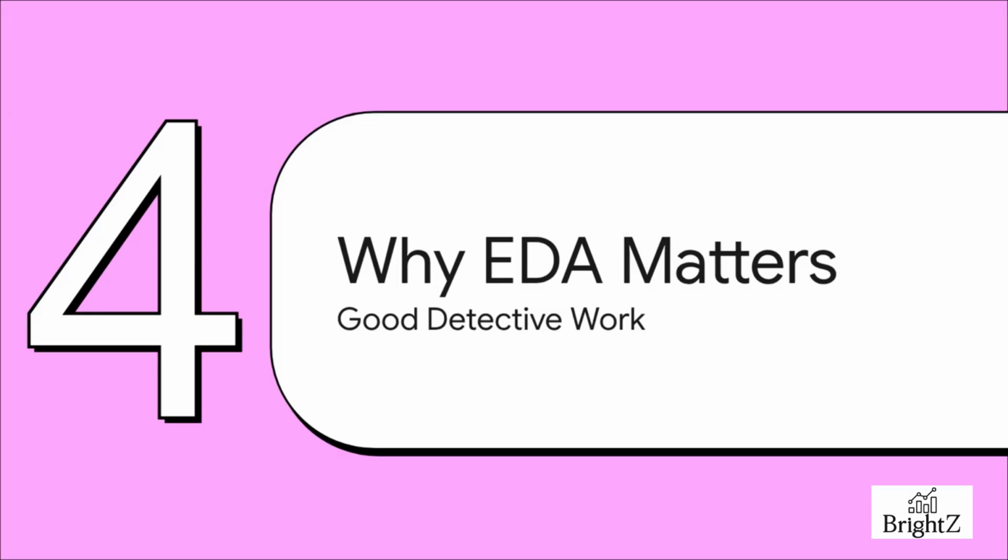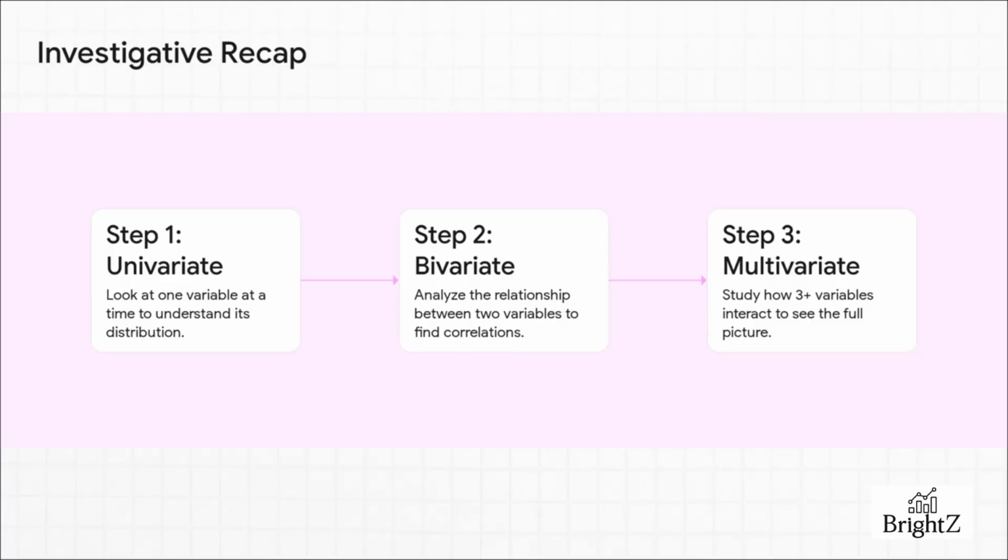Okay, so we've walked through the whole process. But you might be wondering, why does all this detective work actually matter? I mean, why can't we just jump straight to the fancy machine learning models and algorithms? So let's just quickly recap our investigation. We started by looking at single clues with univariate analysis. Then we found connections between pairs of clues with bivariate, and finally we put it all together to see the complete picture with multivariate analysis.